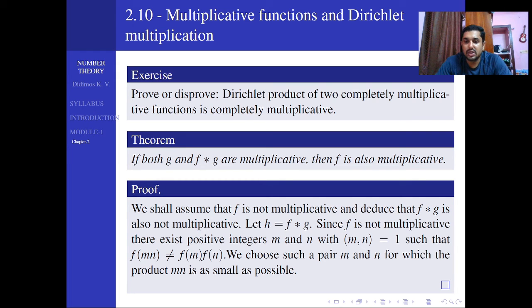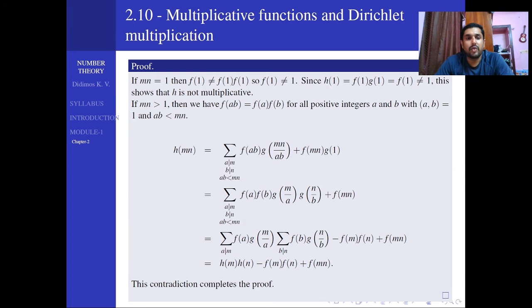We choose a pair m and n for which the product mn is as small as possible. If there exists at least one pair, we will choose the smallest such pair. Smallest in the sense that mn is the smallest one. If mn is equal to 1, then clearly m is equal to 1 and n is equal to 1. So our assumption is f of mn not equal to f of m into f of n, that is f of 1 not equal to f of 1 into f of n. This implies f of 1 not equal to 1.